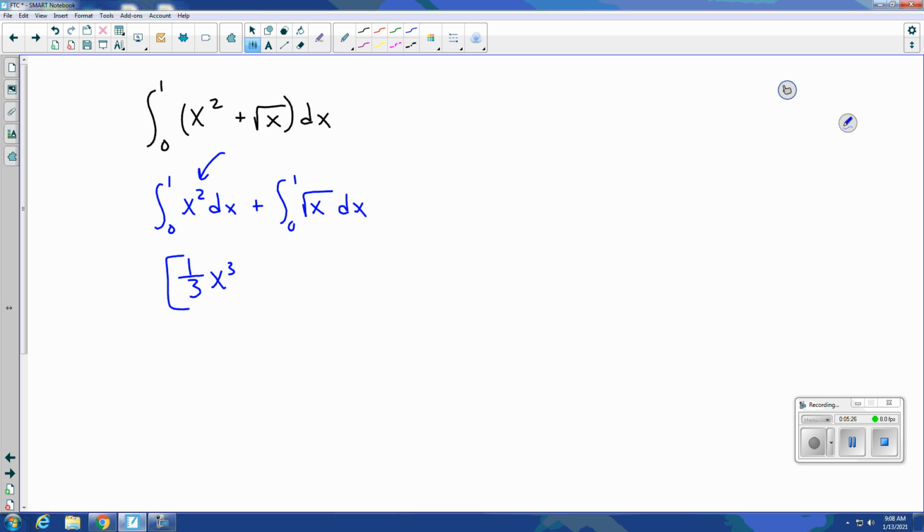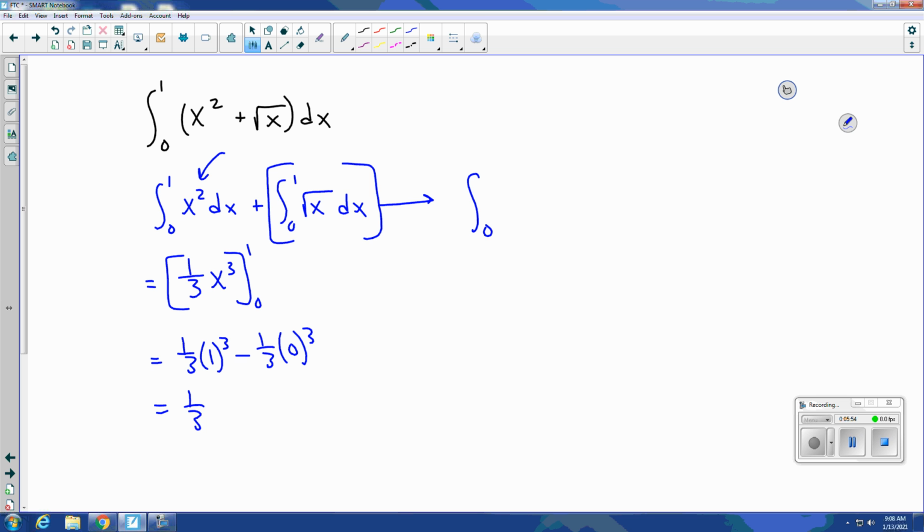And we have to evaluate from 0 to 1. So I'm going to start using this notation, which is going to tell us that this is equal to 1/3 times 1 cubed minus 1/3 times 0 cubed, which is equal to, well, anything times 0 is 0, 1/3. Now we have to do the second part, which is here. So I'm going to move this over.